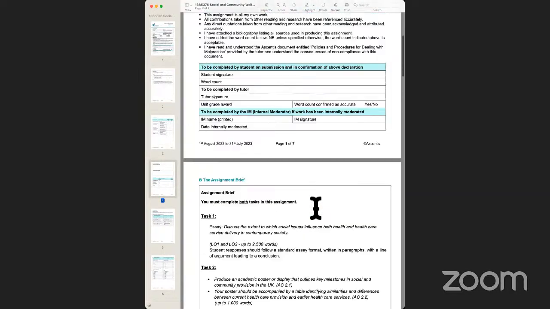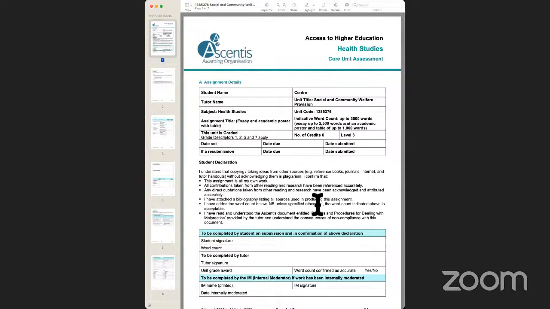So in general, let's look at understanding what social and community welfare provision is first. That is what we want to look at, as an overarching topic that we're going to study in this unit. So let's look at this broadly first.